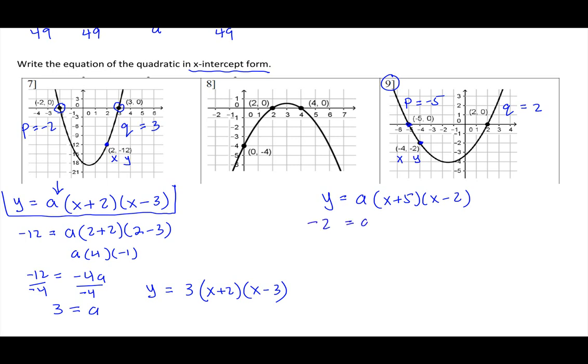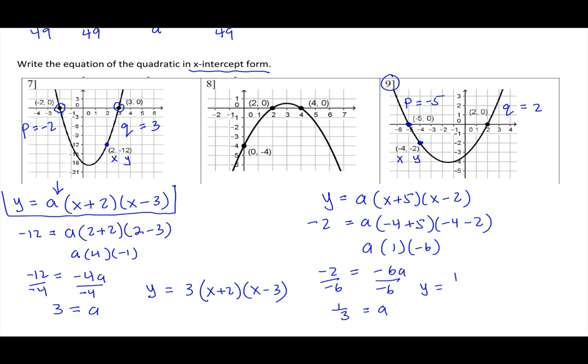y is negative 2. x here is negative 4 plus 5. Negative 4 minus 2. Then we start working it out. So a times 1. Negative 4 minus 2, that's negative 6. So this is going to give us negative 6a is equal to negative 2. Divide by negative 6. So we get 1/3 is equal to a. So in x-intercept form, our equation is going to be 1/3 parentheses x plus 5 times x minus 2.